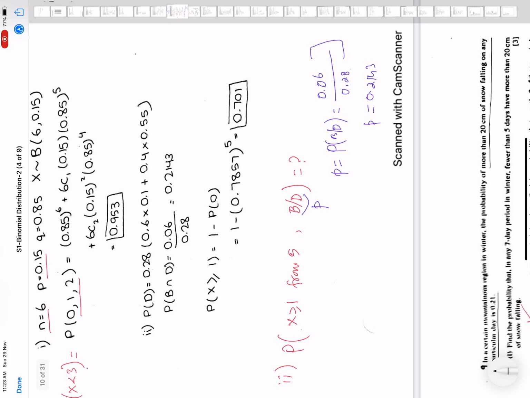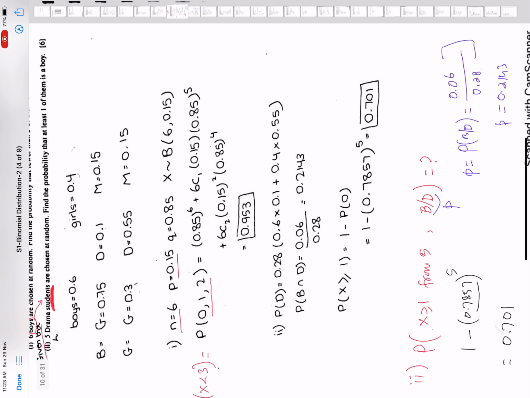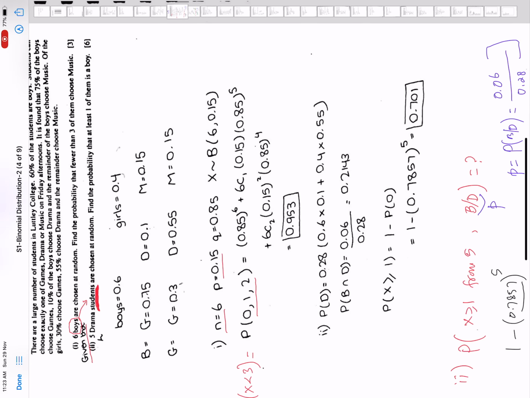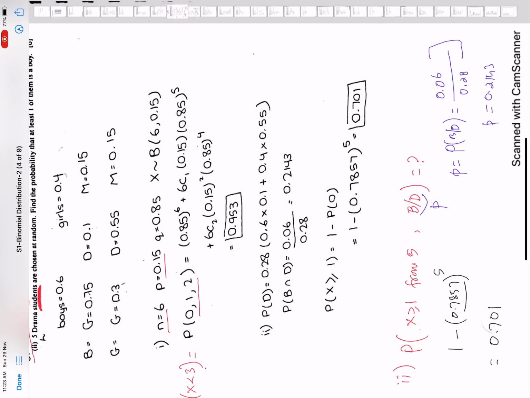Now you know at least one is 1 minus q to the power n. So q will be 0.7857. Make sure you use 4 decimal places here. And your final answer is 0.701. Now this is the way to solve questions of this type. Get p from the conditional probability and then you can get the answer of this part.